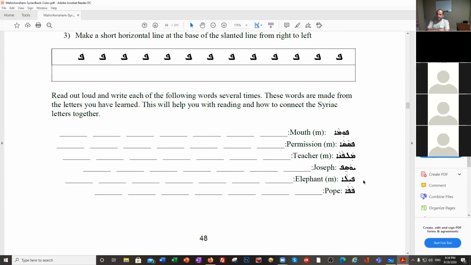How do we say elephant? The first letter is P with the vowel E: pila. We don't have F in Surath. Pila. How about the last? Papa.